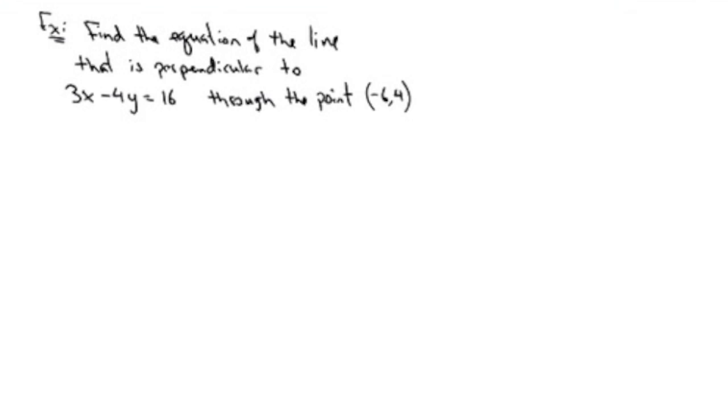Find the equation of a line that is perpendicular to 3x minus 4y equals 16, and it goes through the point negative 6, 4. Sounds easy. What do I need to do first? If I'm going to find the equation of a line, I'm looking for 2 pieces of information. What are they?